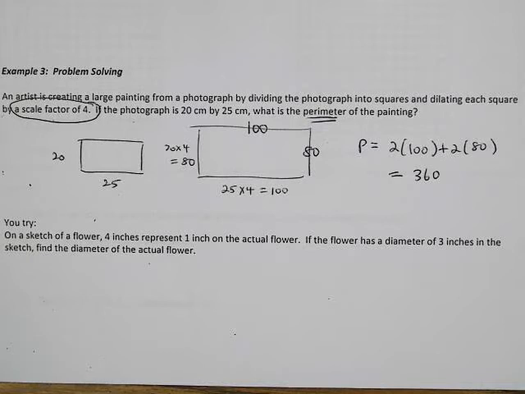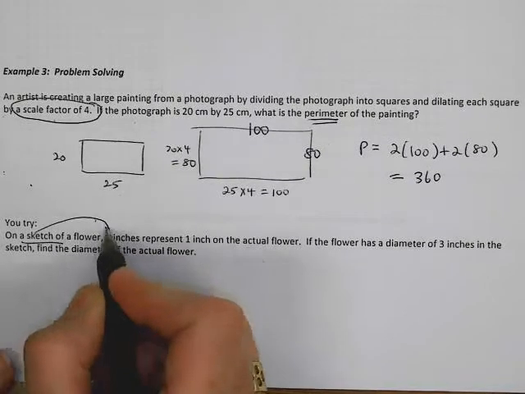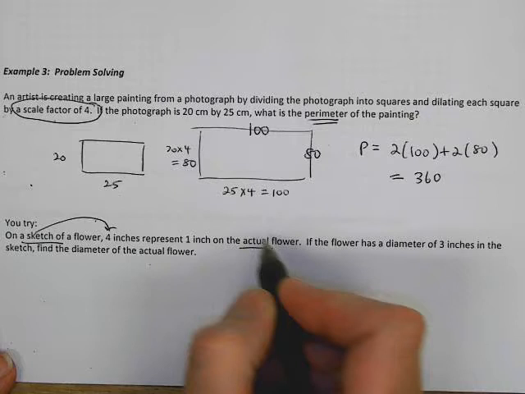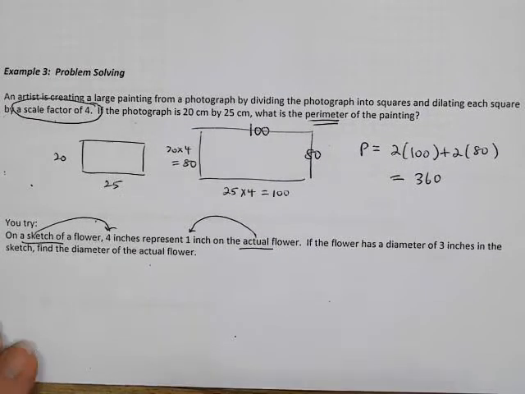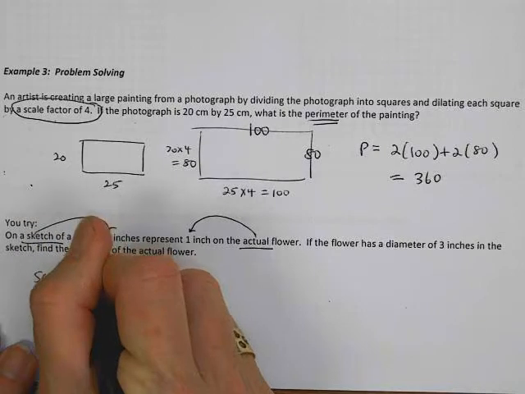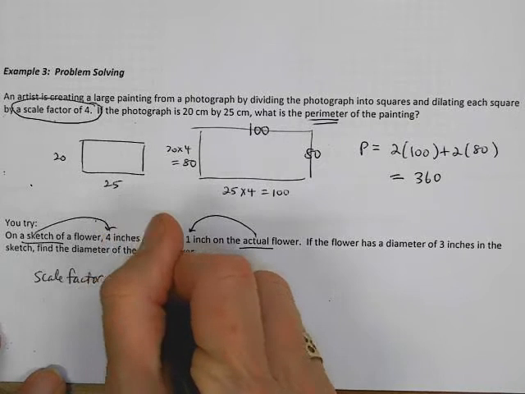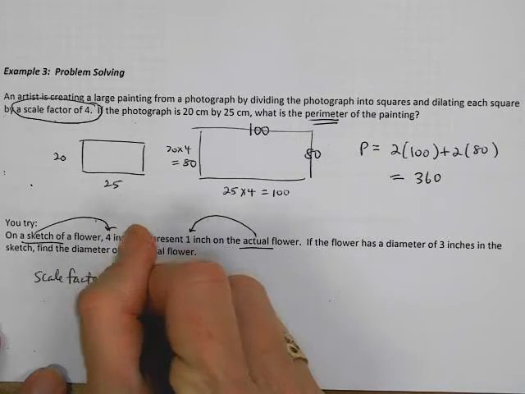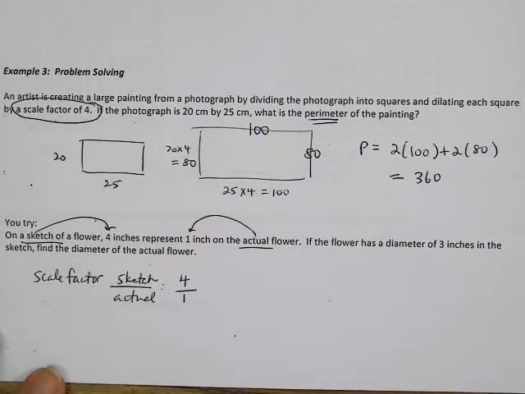All right, let's look at the second one. On a sketch of a flower, 4 inches represents 1 inch on the actual flower. So we're looking at the sketch is represented by 4, and the actual flower is represented by 1. So we could think of a scale factor. I'll show you 2 different ways to do this one. We could think of a scale factor as the sketch over the actual, and that is 4 to 1.